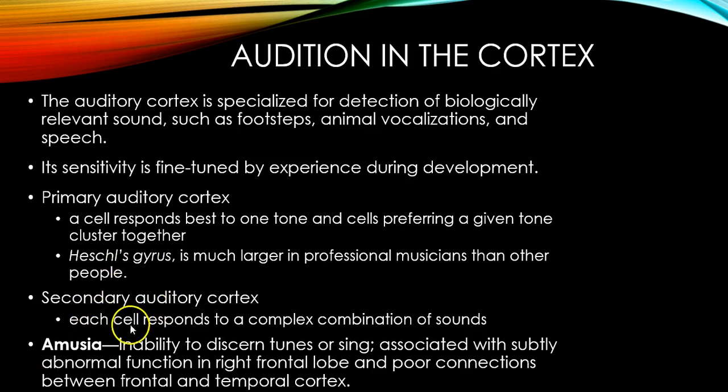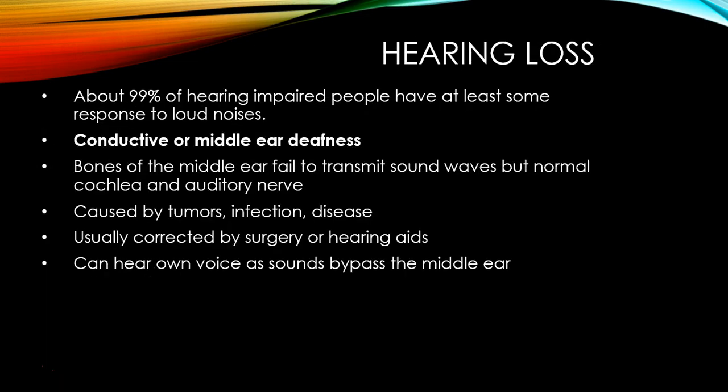Secondary auditory cortex, each cell responds to a complex combination of sounds. It's another step further up in our processing of sounds. The book talks about amusia, which is an inability to discern tunes or to sing, associated with abnormalities in the right frontal lobe and poor connections between the frontal and temporal lobe. So that's an interesting disorder of audition.